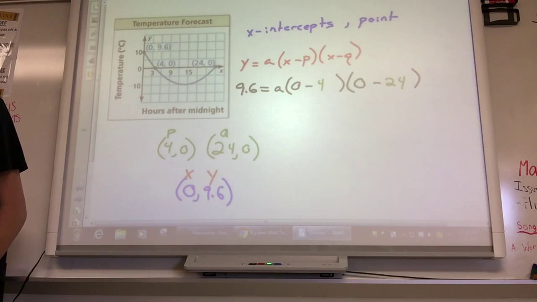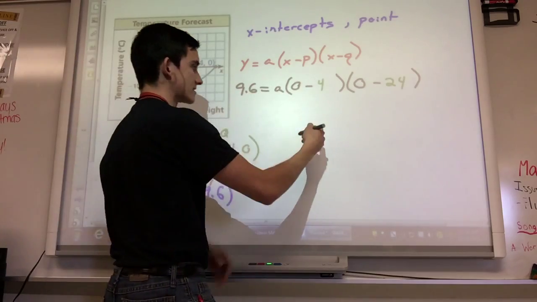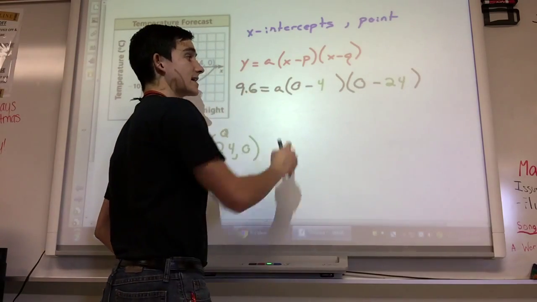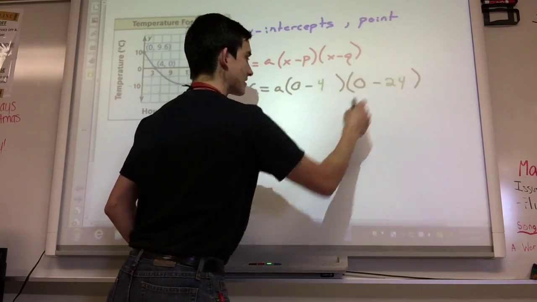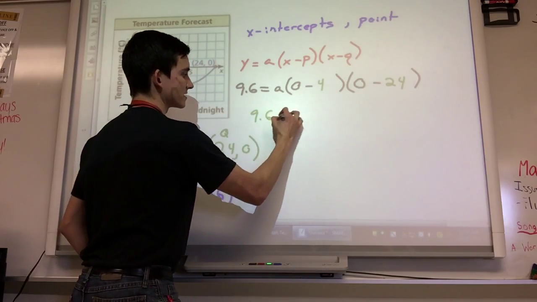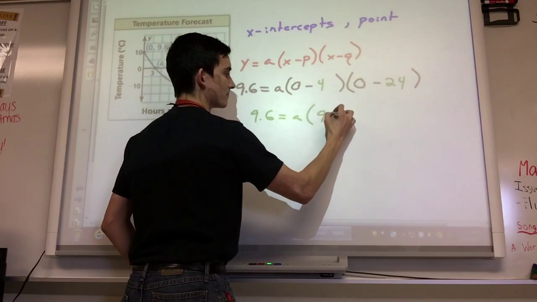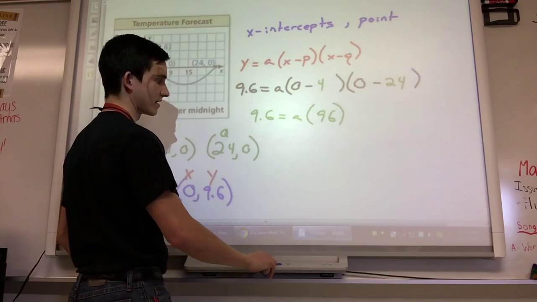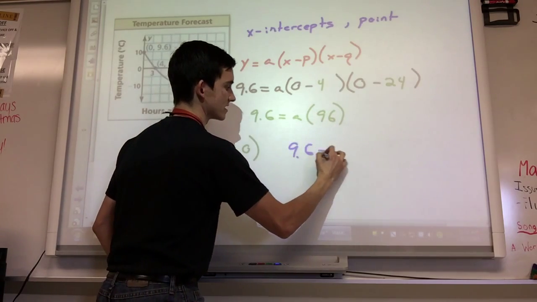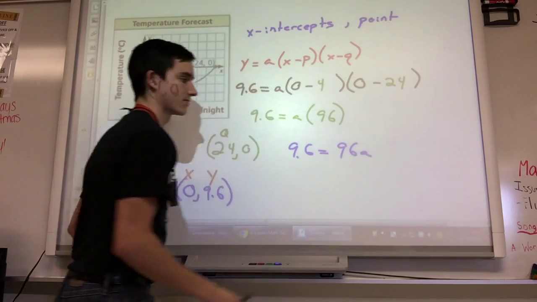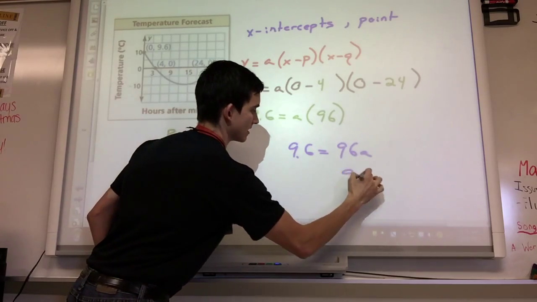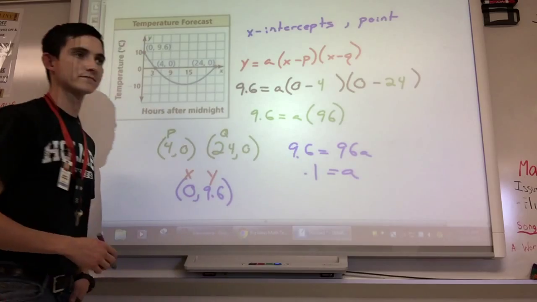Solve for a. Same thing. So 0 minus 4, that's negative 4. 0 minus 24, that's negative 24. Negative 4 times negative 24. So 9.6 equals a times negative 4 times negative 24, which is 96. So let me write that in a different way. 9.6 equals 96a. Divide by 9.6, a equals 0.1.